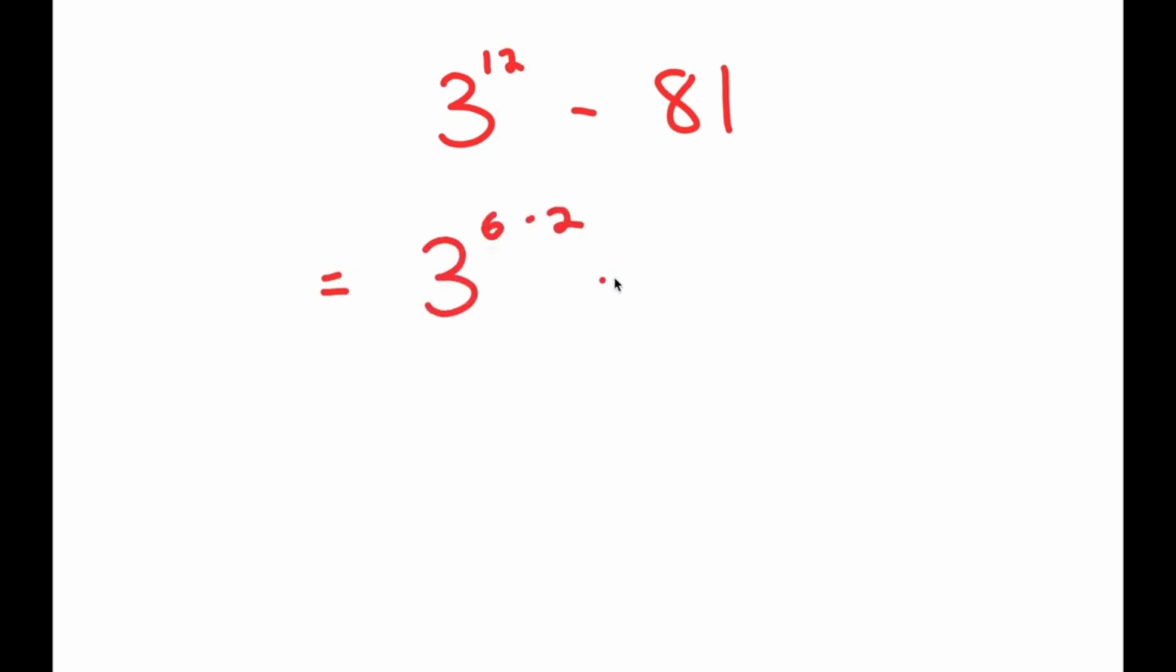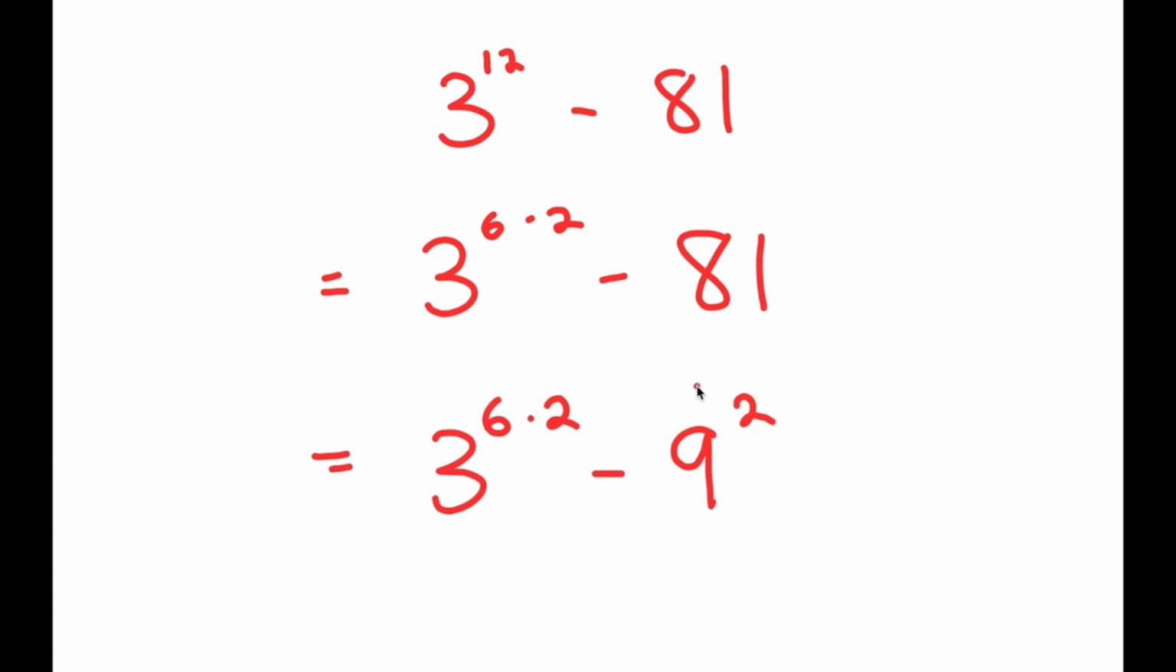Alright, so in this video, I'm going to solve the problem 3 to the power of 12 minus 81. So to solve this, I'm going to first rewrite this as 3 to the power of 6 times 2 minus 81. Now I'm going to rewrite 81 as 9 to the power of 2.